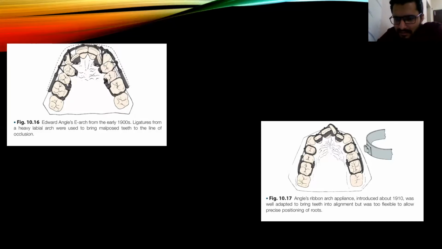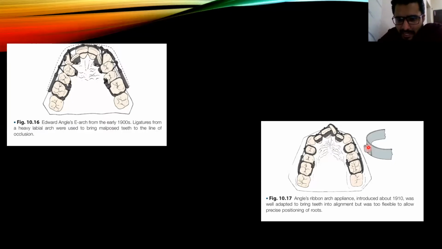Can you see the bracket of ribbon arch? Do you see the vertical slot? This is a ribbon arch bracket. It will be facing gingivally in the ribbon arch appliance.